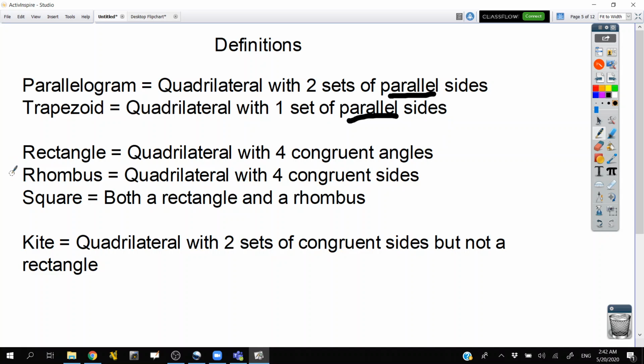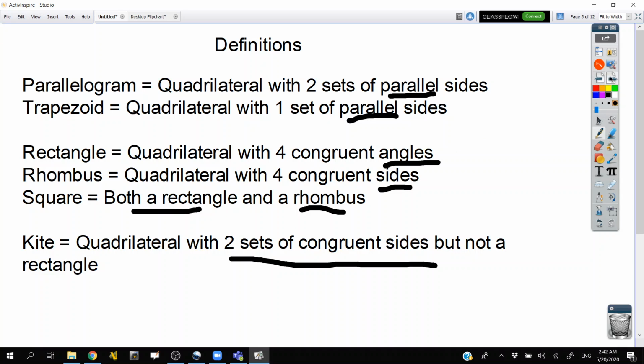So you'll see that pop up. Rectangles and rhombuses are similar because rectangles have 4 congruent angles. Rhombuses have 4 congruent sides. A square has both 4 congruent angles because it's a rectangle, and it has 4 congruent sides because it's a rhombus. So good, that's pretty simple. And then a kite is a quadrilateral that has 2 sets of congruent sides, but is not a rectangle. So a rectangle had 4 congruent angles, and we'll see what that looks like, and how a kite could be the same, but it's not because of the way it's defined.